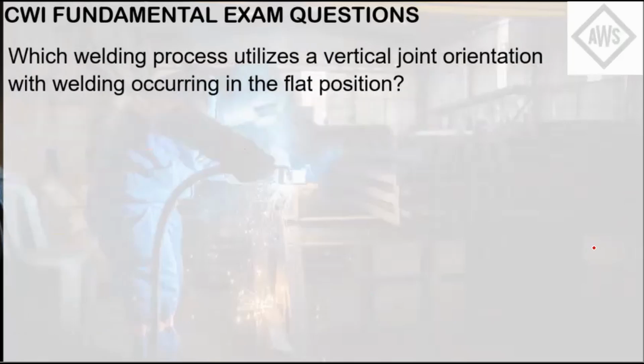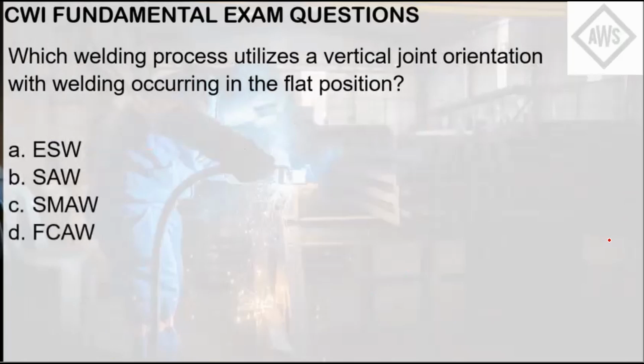Which welding process utilizes a vertical orientation with welding occurring in the flat position? Letter A, ESW, letter B, SAW, letter C, SMAW, letter D, FCAW, letter E, OFW.